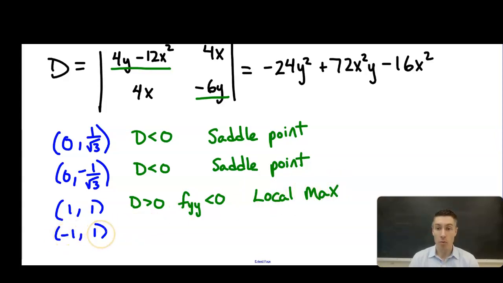And then at negative 1, 1, it's going to be the same because we have all squareds except that y. So the determinant is greater than 0, fyy is going to be negative, so a local max. So we have 2 saddle points and 2 local maximums at the critical points for this function.